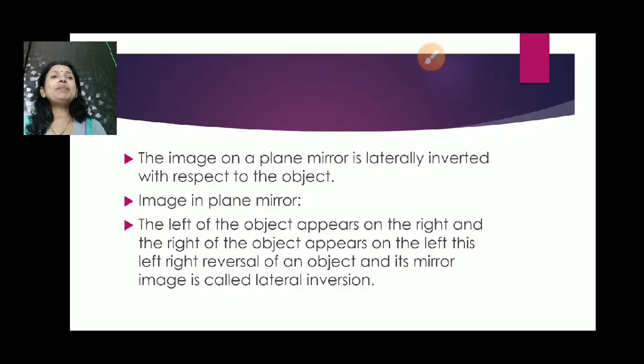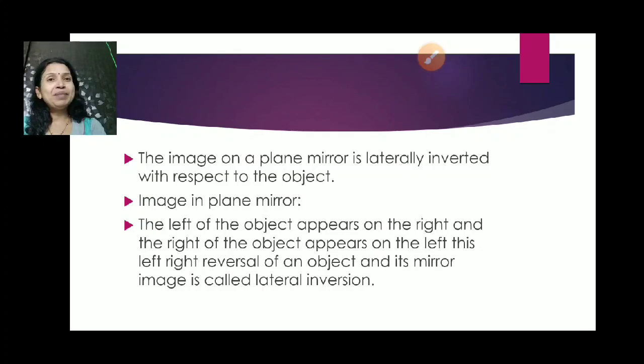The image in a plane mirror is laterally inverted. How will it be? Laterally inverted means suppose you are watching yourself in a mirror. I'm watching myself. So my right hand would appear as the left hand and the left hand would appear as the right hand. In this way you can see. You can go and observe yourself in a mirror, so you will come to know.